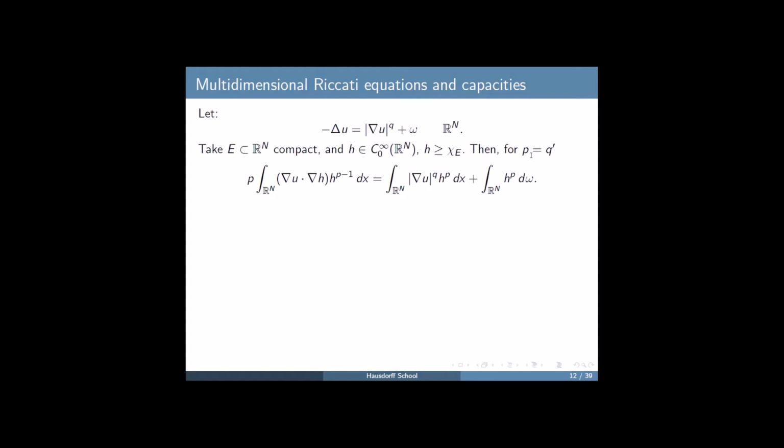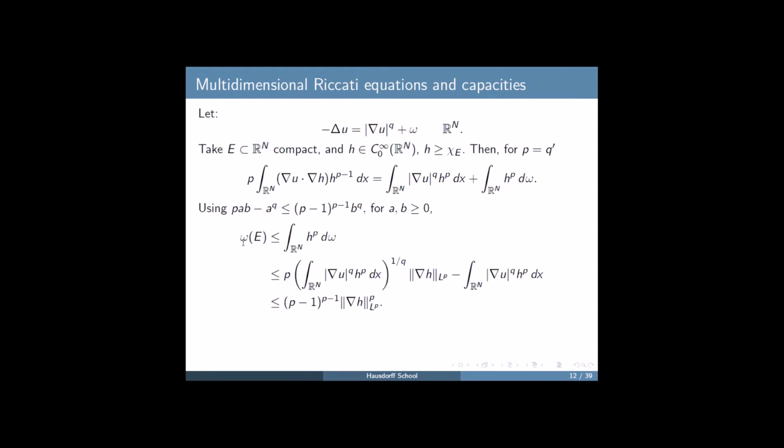Then if we call p the conjugate exponent of q, the power of the gradient here, this q is assumed to be greater than 1. And if we test this equation with h to the power p, what we get is this equality here, okay? So now, if you take the measure of the set E, the measure of the set E is less than or equal to h to the power p integrated with respect to omega, to the measure.